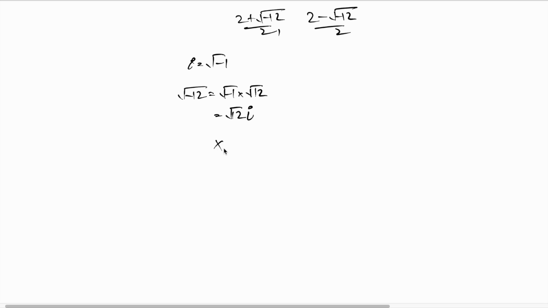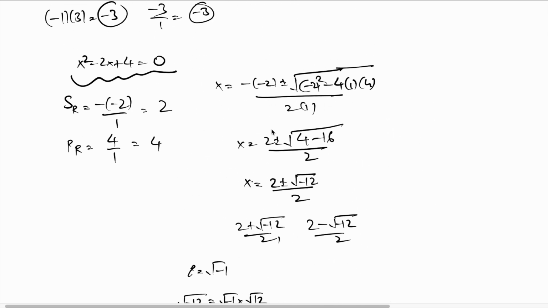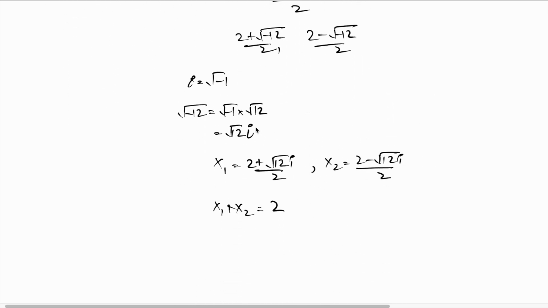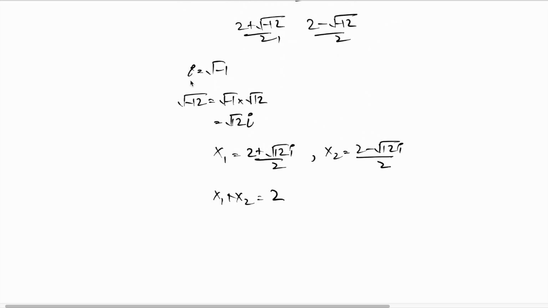So the first root will be 2 plus root 12 i over 2, and the second root will be 2 minus root 12 i over 2. It's easily verifiable that if I add these two roots, I'll get 2, and similarly the product will also give me 4. So this is where complex numbers start from, by defining a variable i, which is the square root of minus 1.